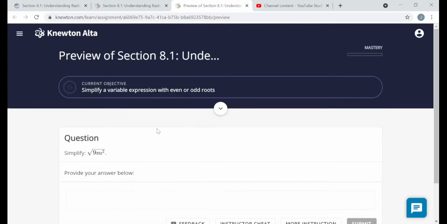Alright, so the first question here is on simplifying a variable expression with even or odd roots. Before I actually get into this question, I want to talk about even roots and odd roots, or even radicals, odd radicals. Remember the title of the section is Understanding Radical Expressions. Radicals are these roots.